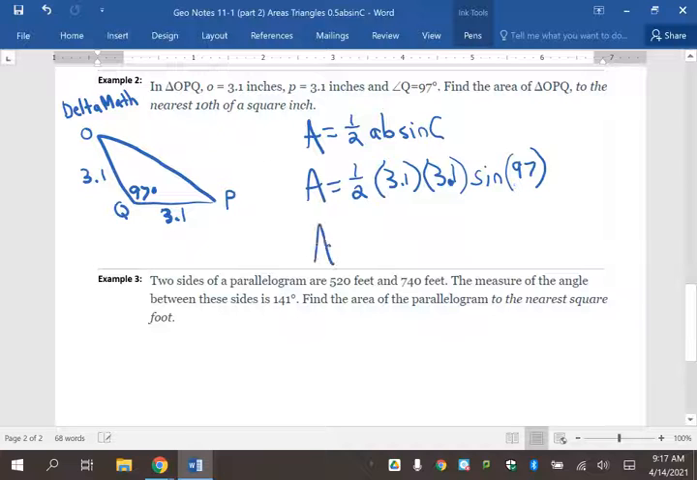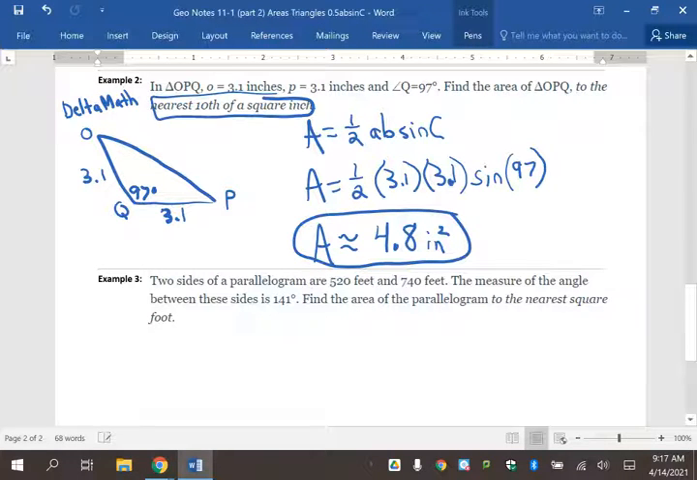Put that in your calculator, and we're going to round to the nearest tenth of a square inch. 1 divided by 2 times 3.1 times 3.1 times sine 97, close parentheses, and we get 4.76, so 4.8 is our answer, and we would round to the nearest tenth of a square inch. So let's go ahead and write down square inches.